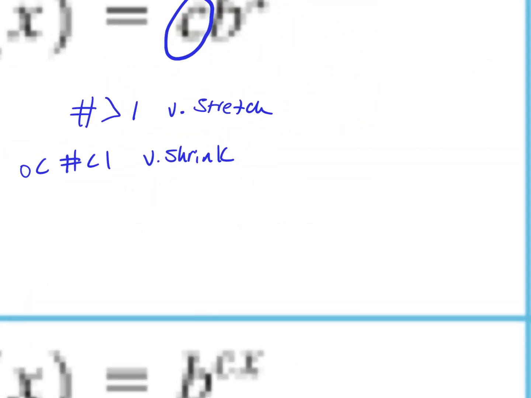So look, if I had like 2 times 3 to the x, this is a vertical stretch right here, the 2, correct? If I had 1/2 times 4 to the x, it's a vertical shrink.